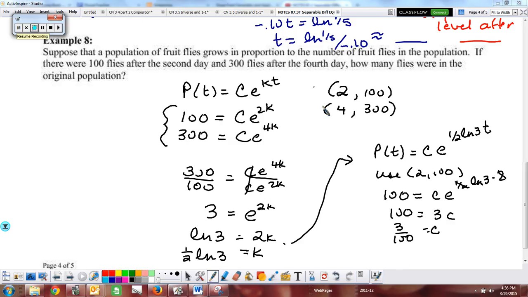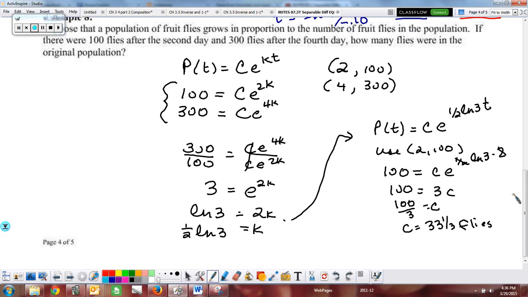Okay, and I'm staring at this because I'm dyslexic. I took 100. I was trying to figure out how I could have only 3/100ths of a fly. It's 100 divided by 3, so C is 33 and a third. Now, how many flies? You basically need to either round up or round down.